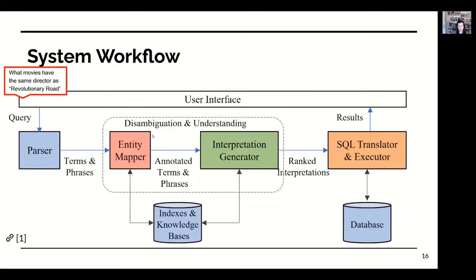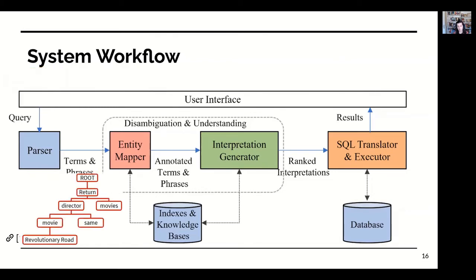Now, let's have a look at a specific example using our high-level architecture. The example that we're going to see is how Nalir would translate this query. Our query says: what movies have the same director as Revolutionary Road? Then the parser, which is now the Stanford syntactic parser, would take this and generate a syntactic tree that tells us how the different parts of the query relate to each other syntactically.